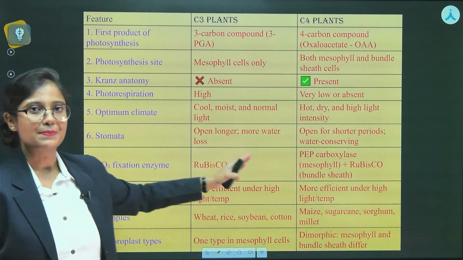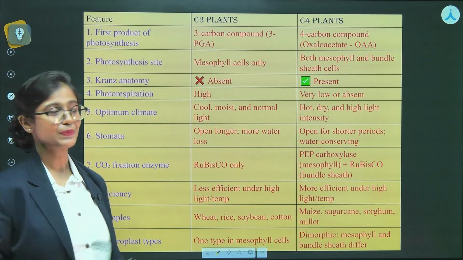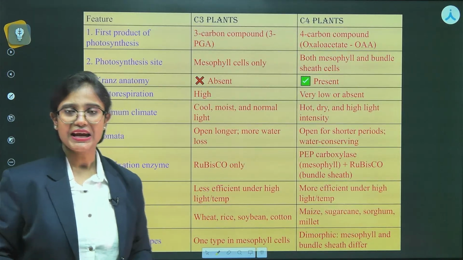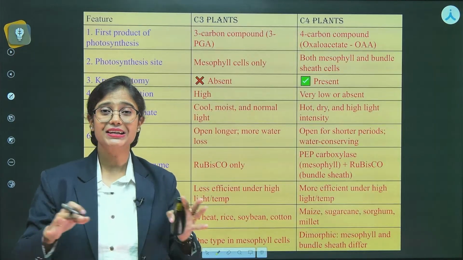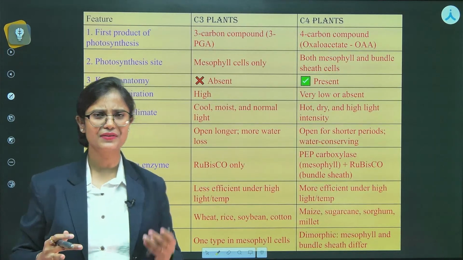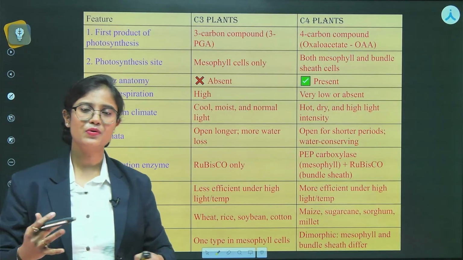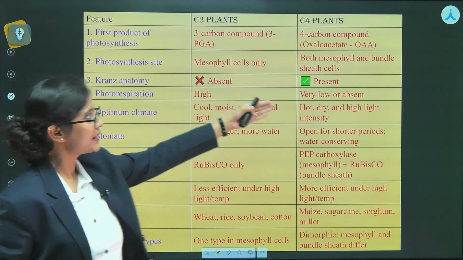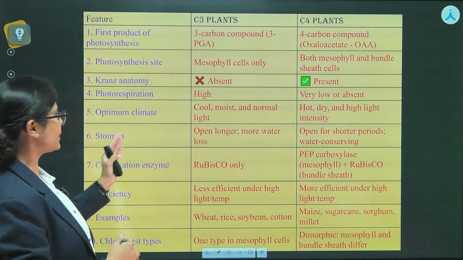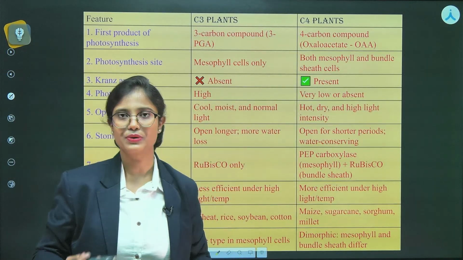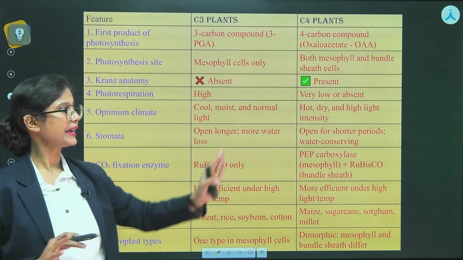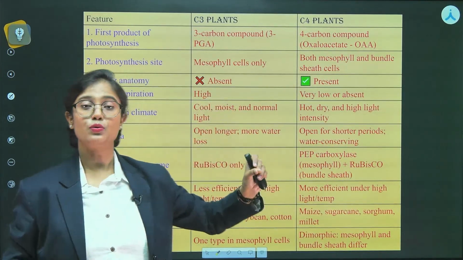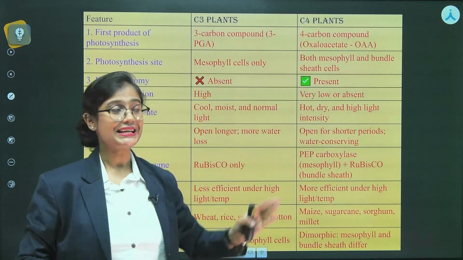Next is optimum climate. अगर हम C3 प्लांट्स की बात करें, so they generally occur in cool, moist and normal light conditions. इनको ज़्यादा गर्मी सहन नहीं होती, ये ज़्यादा गर्म एनवायरनमेंट में अच्छे से ग्रो नहीं कर पाते. इनका रेट ऑफ फोटोसिंथेसिस कम हो जाता है, एफिशिएंसी कम होगी, and obviously फिर यील्ड और प्रोडक्टिविटी पर अफेक्ट पड़ेगा. वहीं पर ही अगर हम C4 प्लांट्स की बात करें तो वहाँ पर ऑप्टिमम क्लाइमेटिक कंडीशन है हॉट एंड ड्राई. जितना ज़्यादा टेम्परेचर होगा तो भी ये सर्वाइव कर लेगा. That means at higher temperature and in less water and scarce water conditions it can survive well.